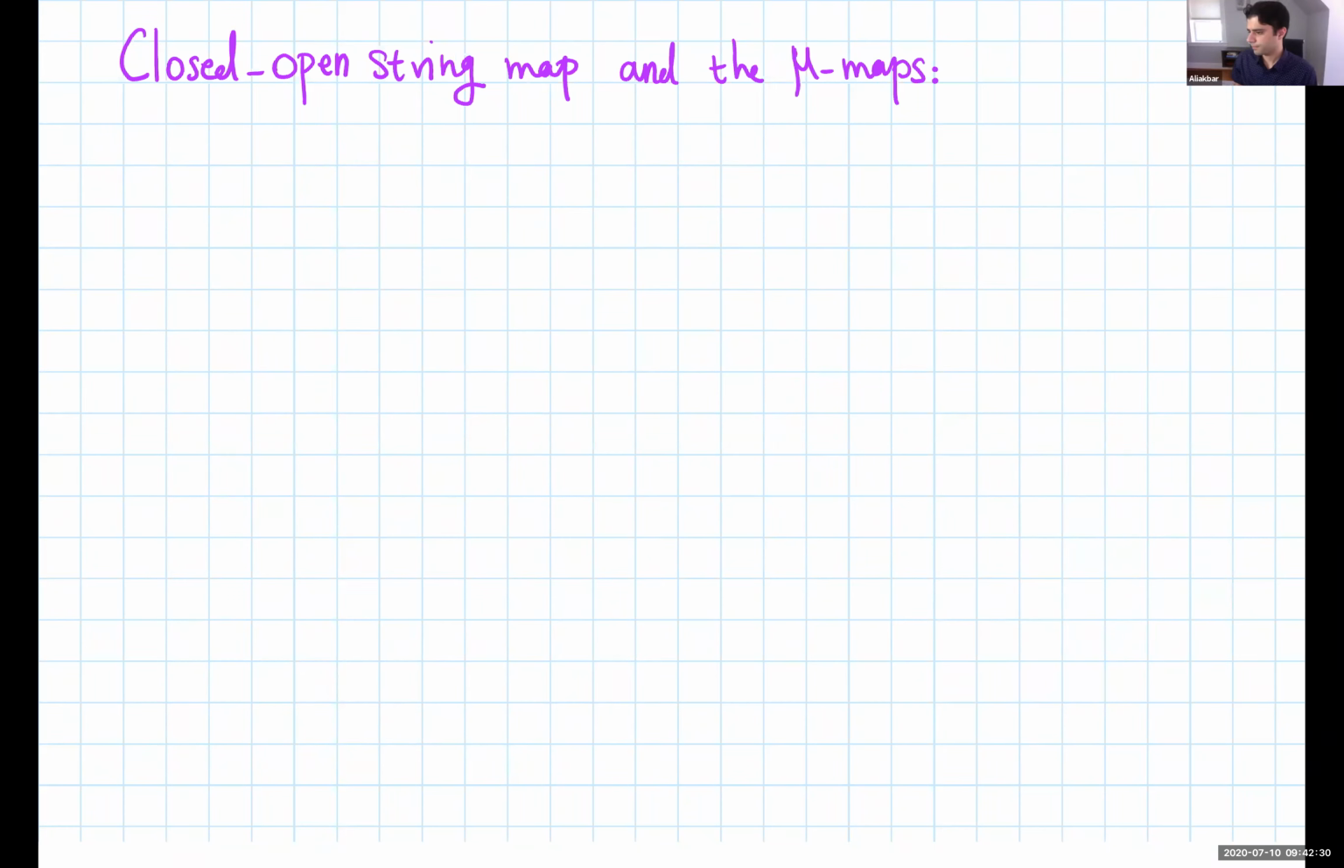Okay. So I want to say something very quickly. Initially, I wanted to say a little bit more about the closed-open string map, but it turns out, when I was writing the slides, I noticed that I was too ambitious. I'm just going to talk about some manifestation of this relation between the closed-open string map and the mean maps.